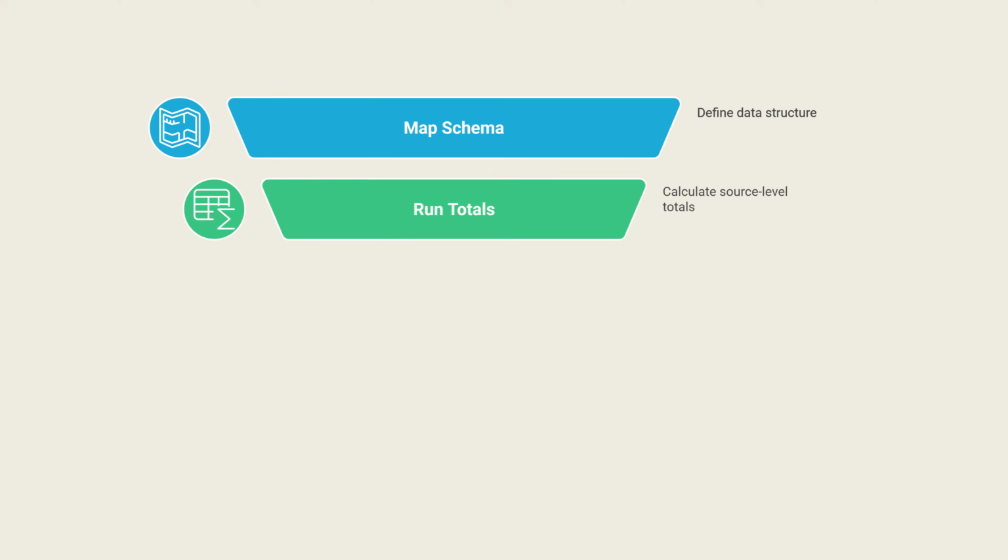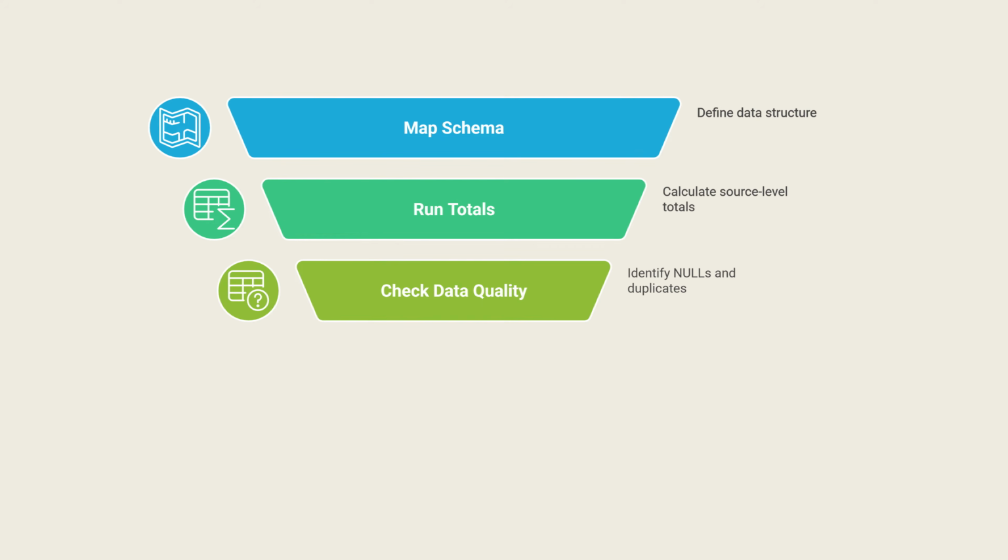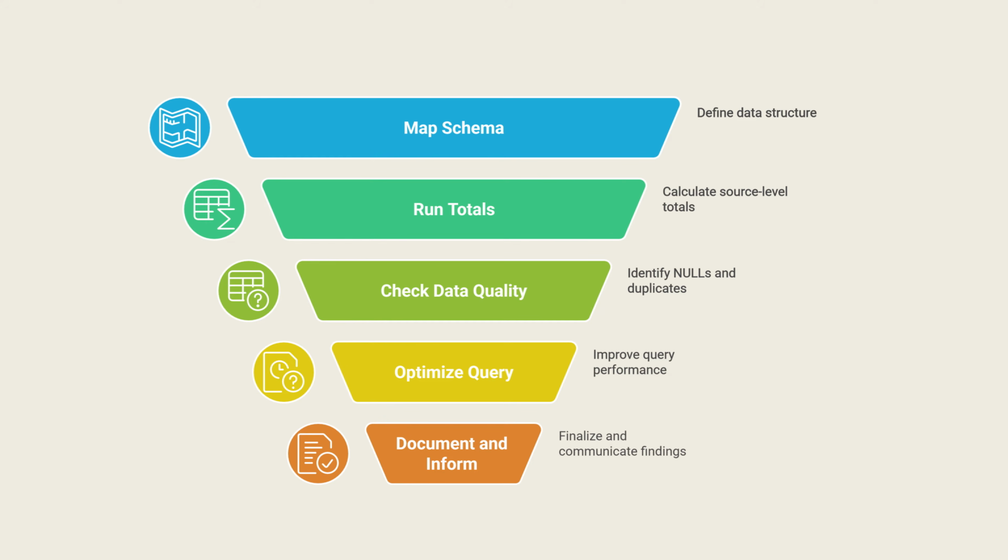One-line checklist to keep handy. Map schema. Run source-level totals. Check nulls and duplicates. Optimize the query if slow. Document and inform your mentor.